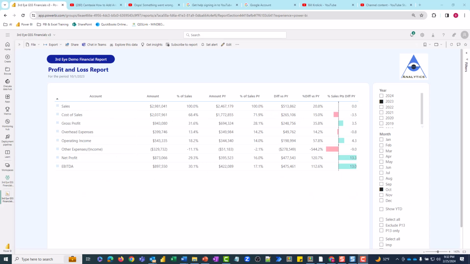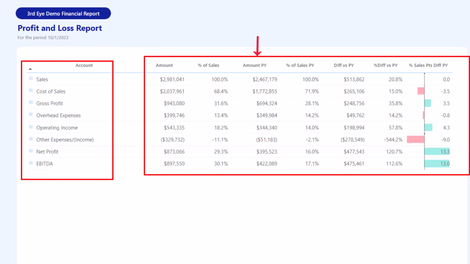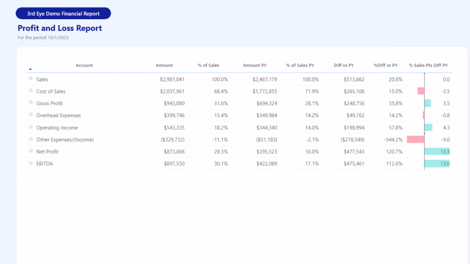So here is the Third Eye P&L for fast analysis. It's your basic P&L statement. Amounts for a current period, prior period, dollar difference, percentage difference versus the prior year. Now for this analysis, we're going to focus on the percentage of sales for the current period, prior period, and the difference.